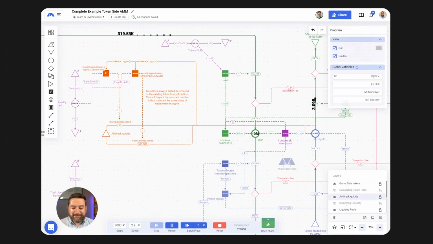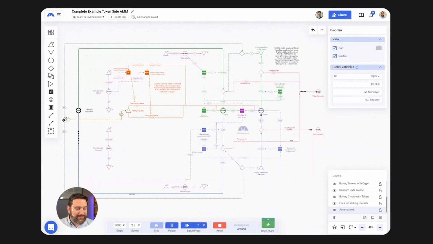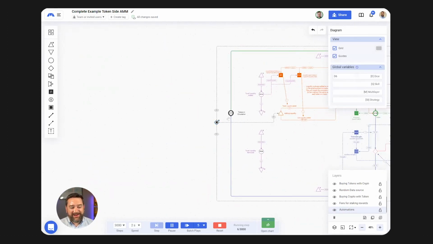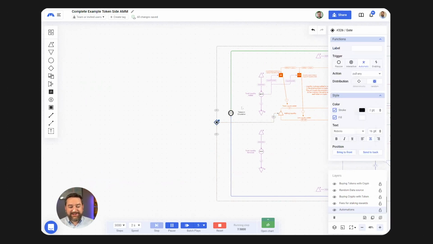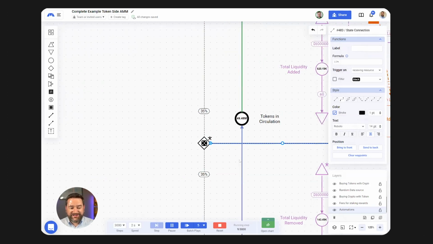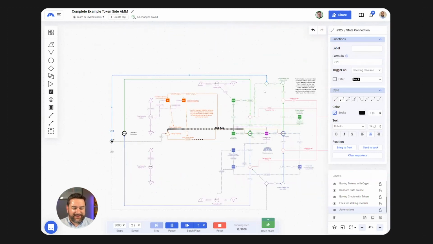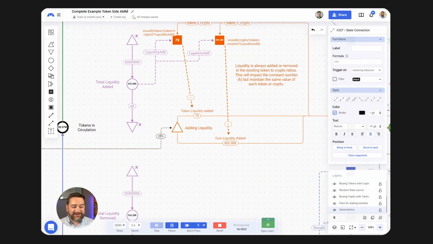So if I hit play, I've got an automation layer on this model as well. So just to explain what that's doing, I've got an automatic gate here, and this has got some percentages which are then triggering these different actions each step. So I've got a 35% chance, and let me show you where this is going. This is going over to here to trigger a sale to the AMM. I've got a 35% chance of this triggering a purchase from the AMM, and I've got a 15% chance of it triggering an adding liquidity event.